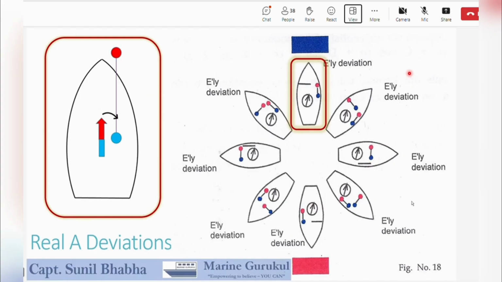Okay, I'll show you on 3 headings, beta. I'll show you on easterly, then northeasterly. Remaining ones you can practice on your own.